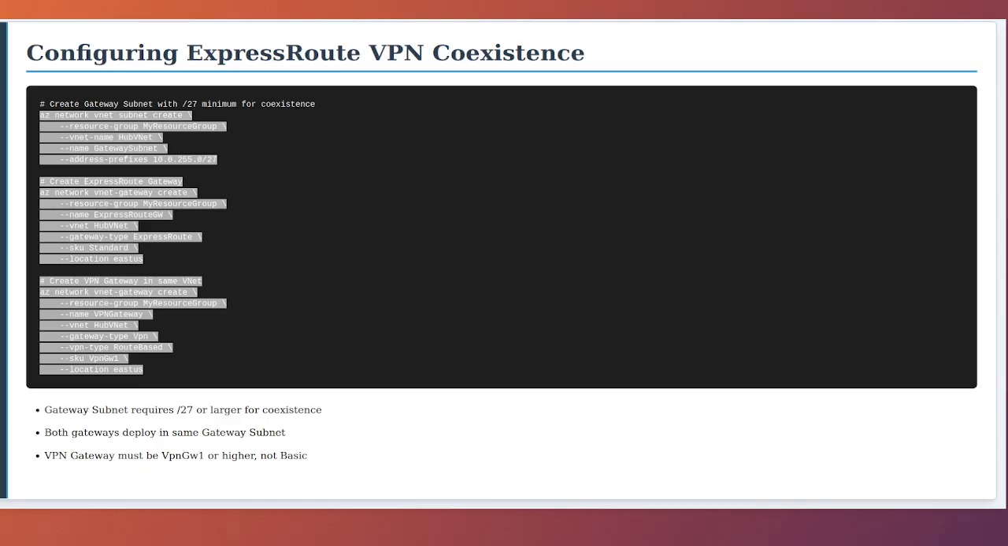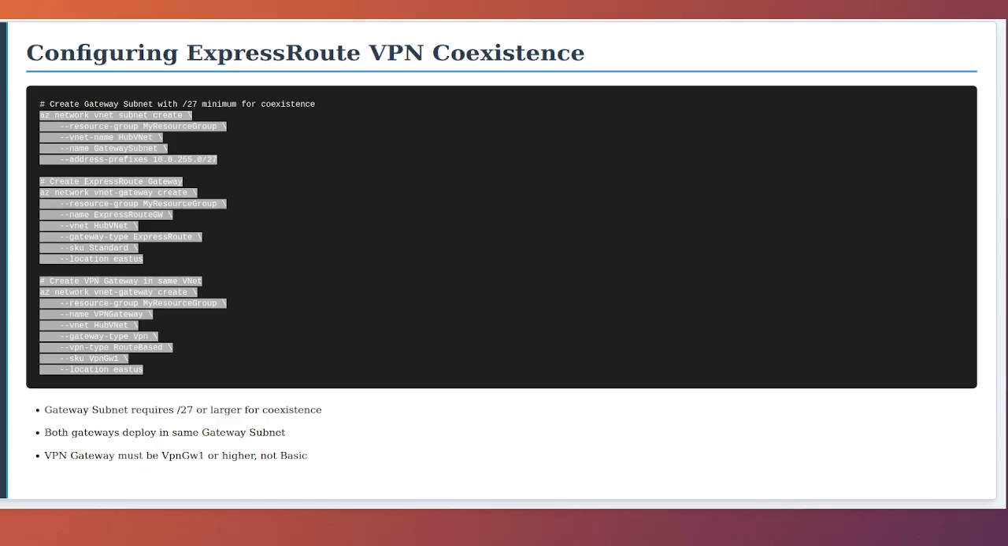After both gateways are deployed, you configure the ExpressRoute circuit connection and the Site-to-Site VPN connection as you normally would. The ExpressRoute connection uses the az network vpn-connection create command with connection type set to ExpressRoute and references your provisioned ExpressRoute circuit. The VPN connection follows the standard site-to-site configuration with a local network gateway and shared key. BGP should be enabled on the VPN connection to allow proper route propagation and automatic failover.